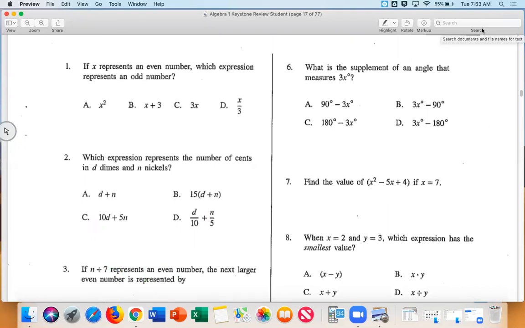What is the supplement of an angle that measures 3x? And you're an athlete, right? So you've heard of supplements before. It's like creatine, protein, all that fun stuff, right? Yeah. In math, it's not the same thing. Okay. Do you know? Yes.